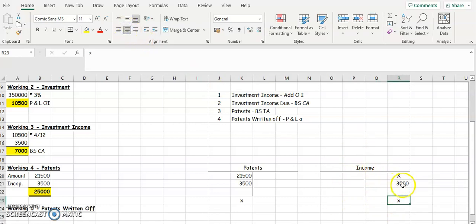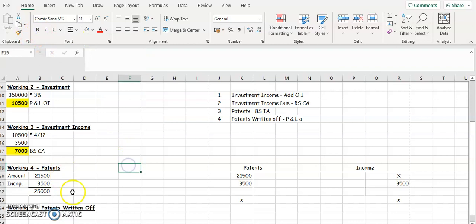Because it's income, we're going to put this 3,500 on the credit side, and for every corresponding credit, there needs to be a debit, and the debit goes into our patents. So to remove it from our patents, we're going to add it on. So our patents then are going to be 25,000. Okay, so be careful with that. When we're taking our investment income out of our patents, we need to add it on.